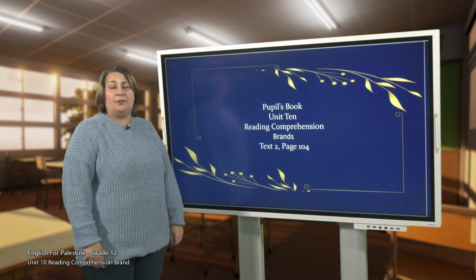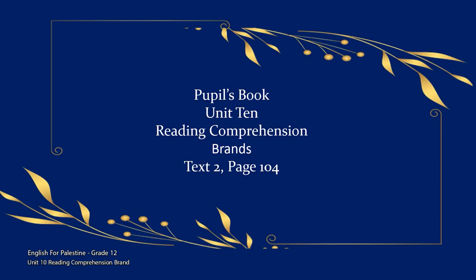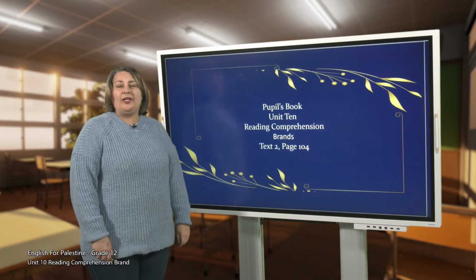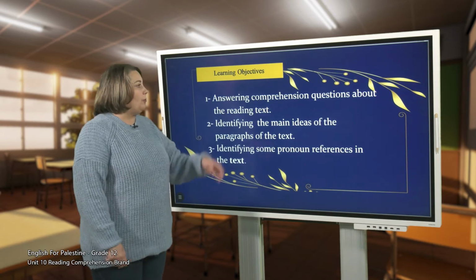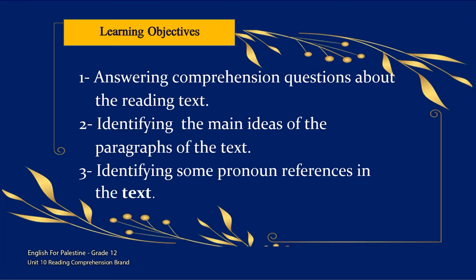Today we're going to start with the pupil's book, Unit 10, Reading Comprehension Brand, Text 2, page 104. Okay, now let's have a look at the learning objectives. First, answering comprehension questions about the reading text. Second, identifying the main ideas of the paragraphs of the text. And finally, identifying some pronoun references in the text.